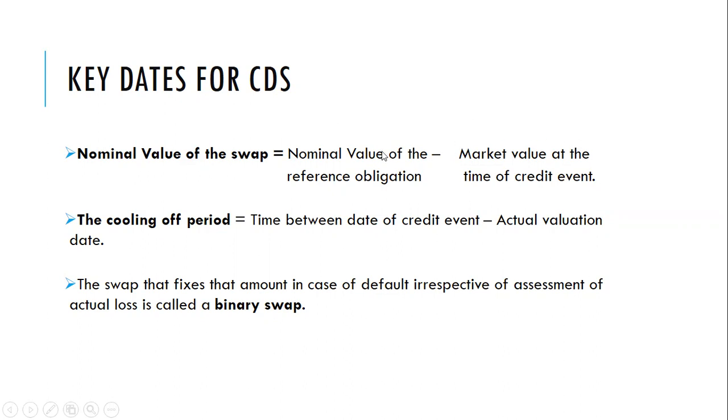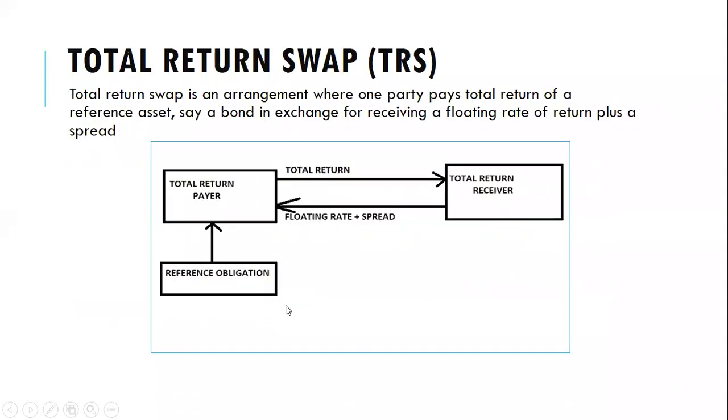So if we consider it in this way, you will be able to notice what the actual nominal value is, and what the value will be when this event occurs. That is nothing but the nominal value of the swap. And the cooling off period is nothing but the time between the date of the credit event minus the actual valuation date. And if we consider a swap that fixes that amount in case of default, irrespective of assessment of actual loss, this is always referred to as a binary swap.